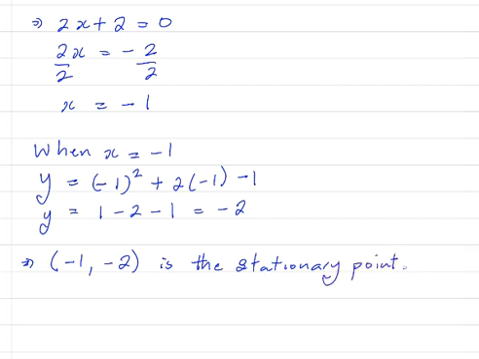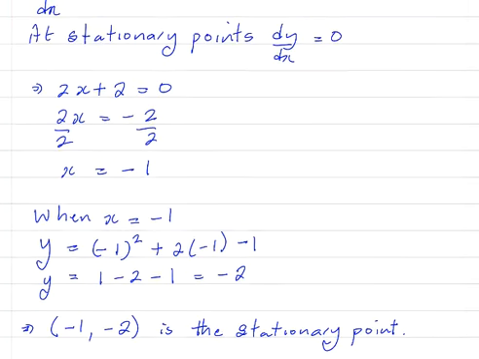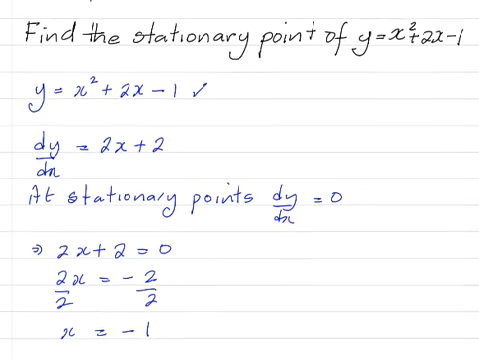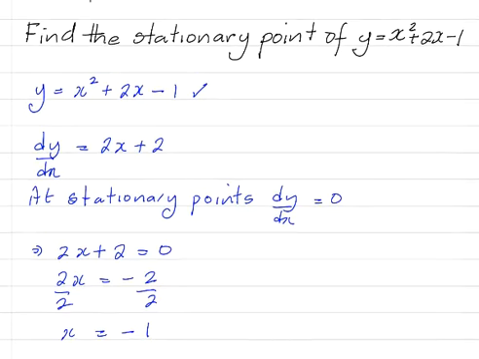So to recap, we're asked to find the coordinates of the stationary point. The first thing I did, I used the fact that at the stationary point, dy by dx is equal to 0. So I find the first derivative and equate that to 0.